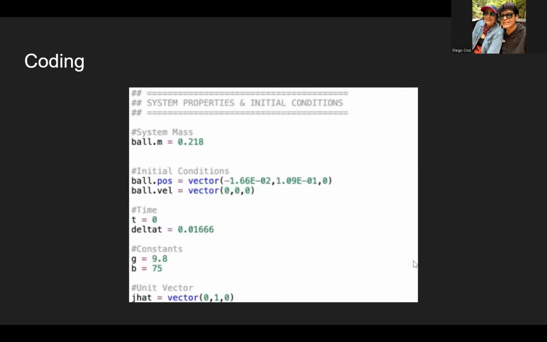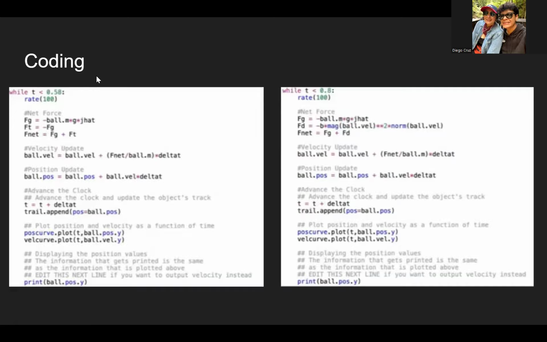And so the coding we used for that had the initial conditions, which were the mass of the spring, 0.218 kilograms, the initial positions and initial velocity vectors, which are listed below, and then the time and time step you are going to be using, with the constants that are involved, which are gravity's acceleration and the B magnitude for the drag force.